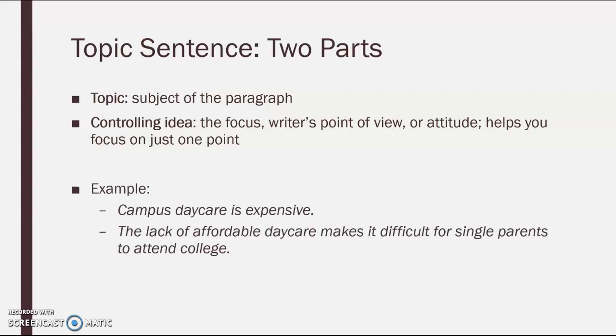So, as an example, campus daycare is expensive. That's a big idea. And then a sentence something like, the lack of affordable daycare makes it difficult for single parents to attend college, would be a more specific topic sentence for a paragraph. So we have the topic that's being covered, as well as the controlling idea that it's difficult for single parents to attend college, that will be covered in that one paragraph. So it's very specific, and that subject could be covered within those 5 to 12 sentences.